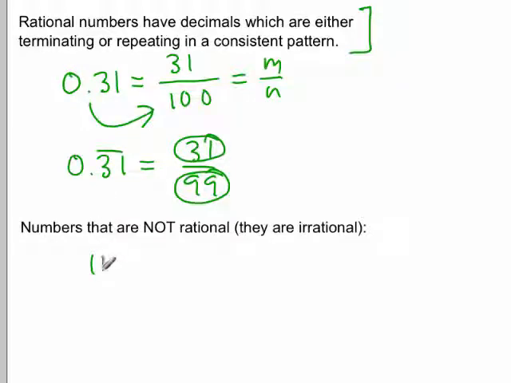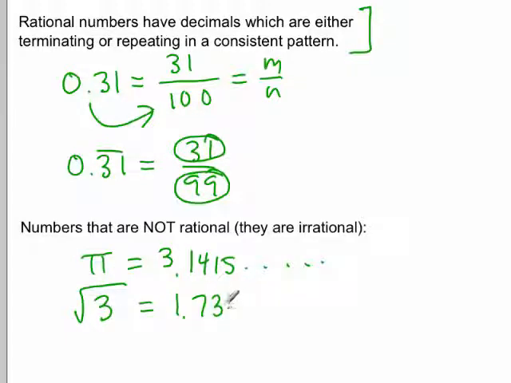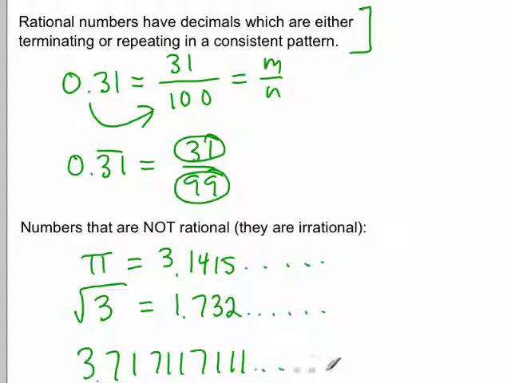Well, numbers like pi, whose decimal goes on endlessly without a consistent pattern. The square root of a non-perfect square is an irrational number, not rational. Its decimal goes on endlessly with no consistent pattern. Even a number like this, you might say there's a pattern to this number, but there's not a consistent pattern to the number. We're adding another 1 every time we continue on. So this is also not rational.